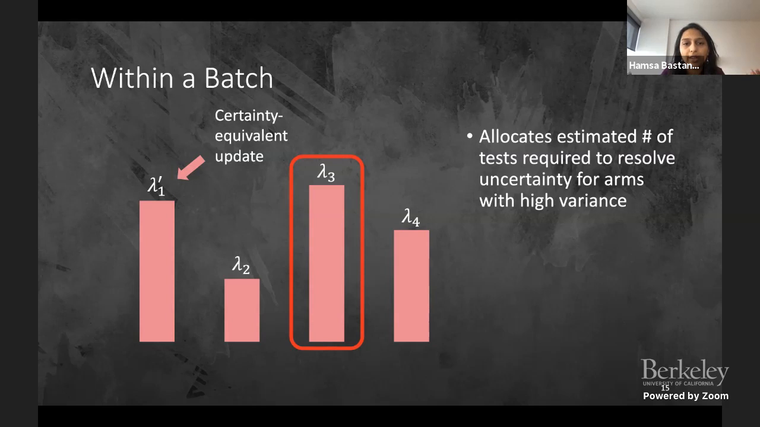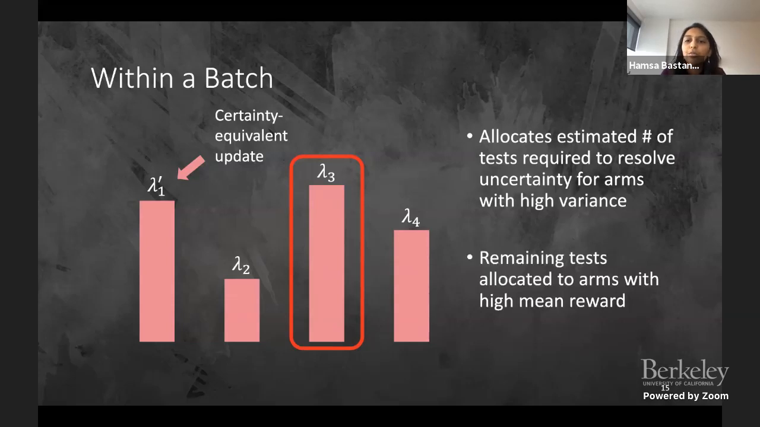So if you have an arm with very high variance, it'll get allocated a bunch of tests to resolve that. But if you have an arm with low variance, it won't get as many exploration samples, which is nice. And then all the remaining tests get allocated to arms with high mean reward, because obviously the first term of the Gittins index is the exploitation term. So if you have a high mean, you'll end up getting tests toward the end of the batch.